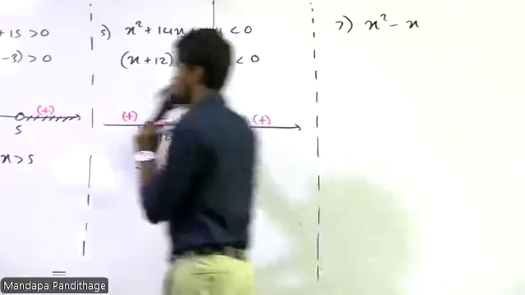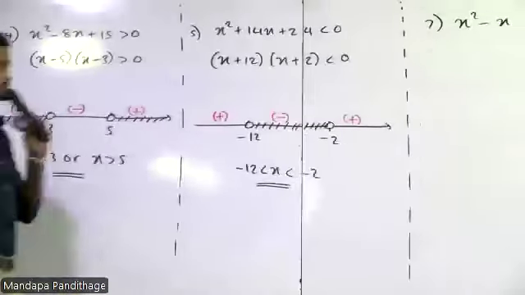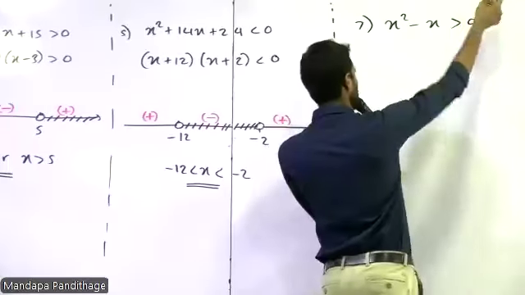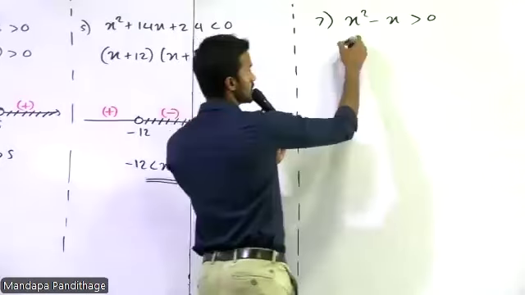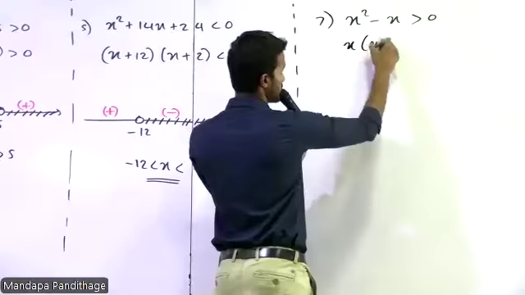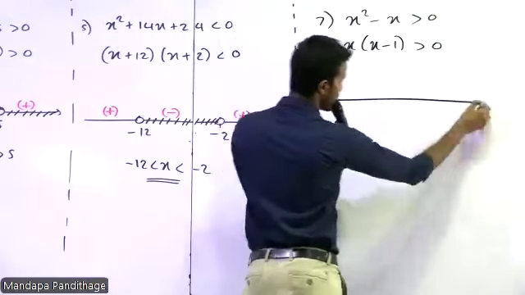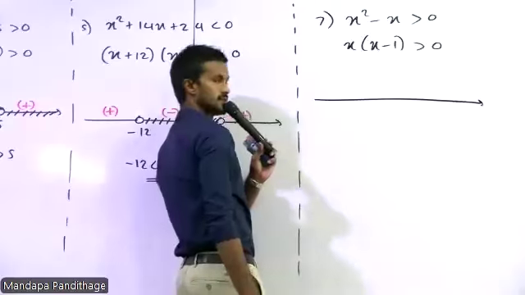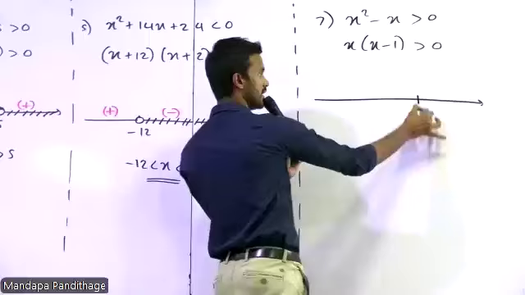Okay, question number 7 is x squared minus x is greater than 0. I told you that after making this 0, we have to completely factorize this. So when you factorize this, it's x into (x minus 1). And then I told you to mark the values that make each factor 0. This becomes 0 when x equals 1.